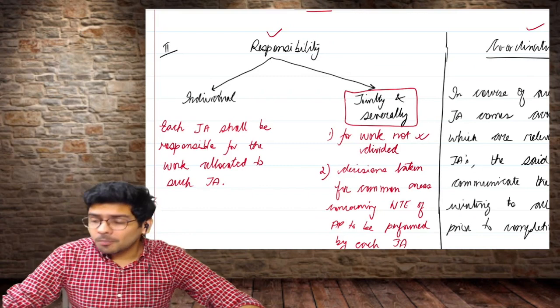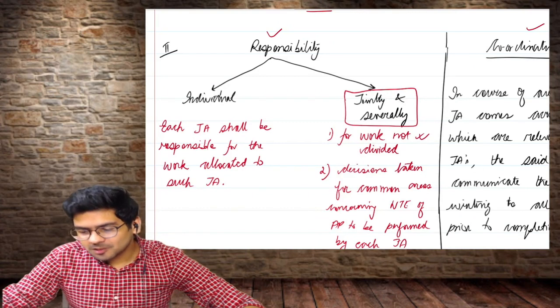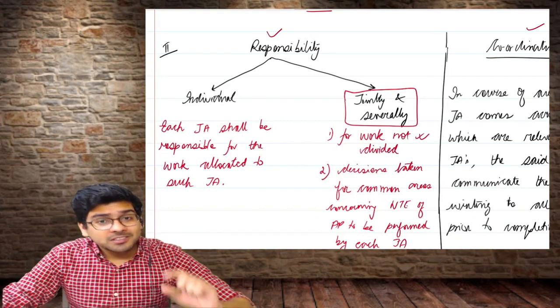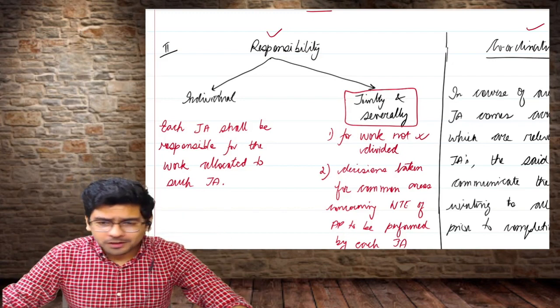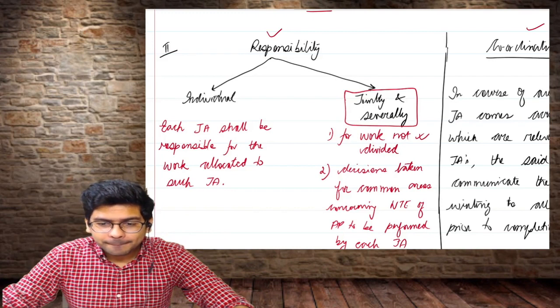So when I talk about the common area, that is the responsibility. All the joint auditors are jointly and severally responsible for the common areas. Are you able to understand this? Are you all with me? Yes?